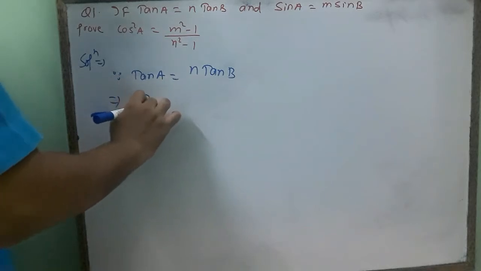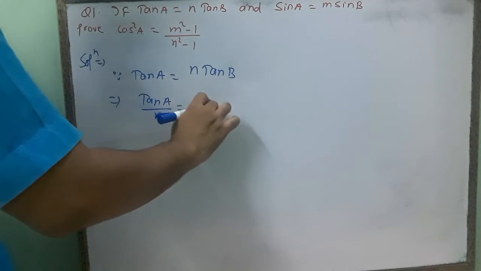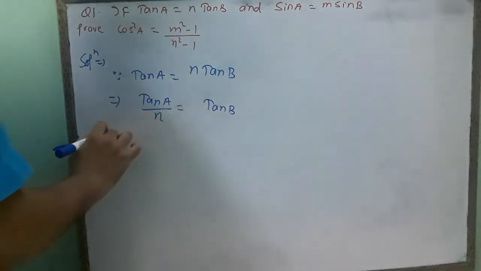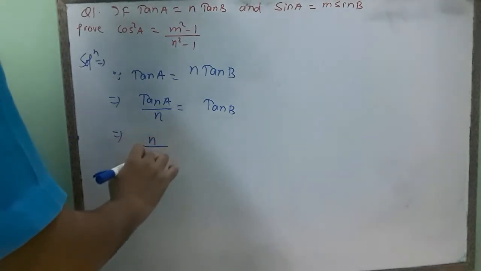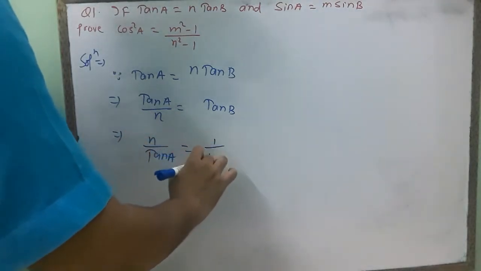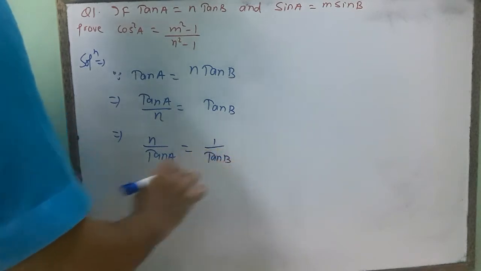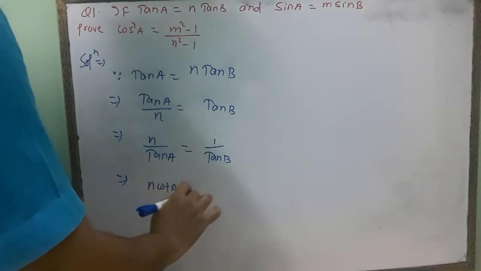Since tan a is equal to n tan b, tan a divided by n is equal to tan b. Now we can find the value of cot, so it will be n divided by tan a is equal to 1 divided by tan b. So n cot a is equal to cot b.